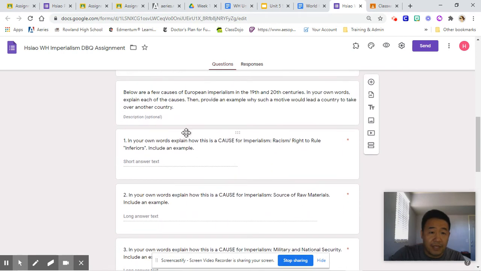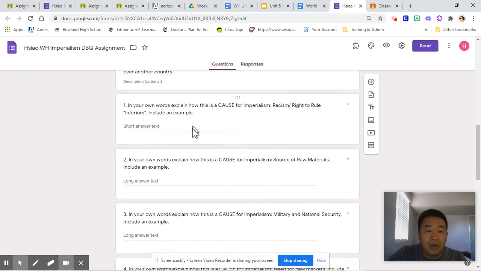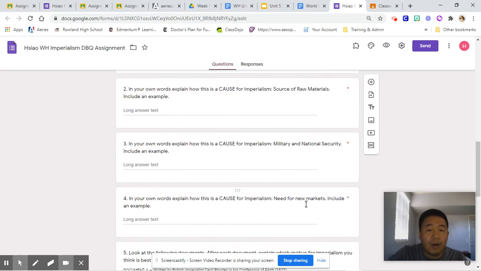4 reasons. Below are a few causes of European imperialism. So what caused imperialism? That's the first question you're going to be answering. In your own words, you're going to explain each of the causes, and the causes are actually here for you. The 4 reasons are racism, right to rule inferiors, sources for new raw materials, military and national security, as well as new markets for imperialism. What does all that mean?